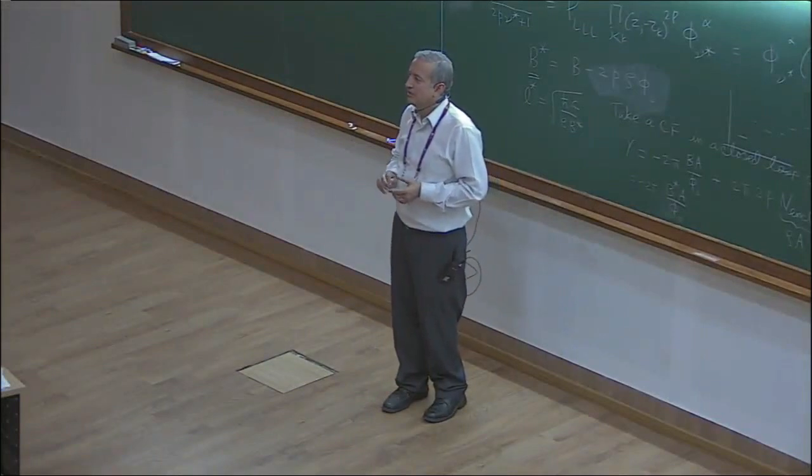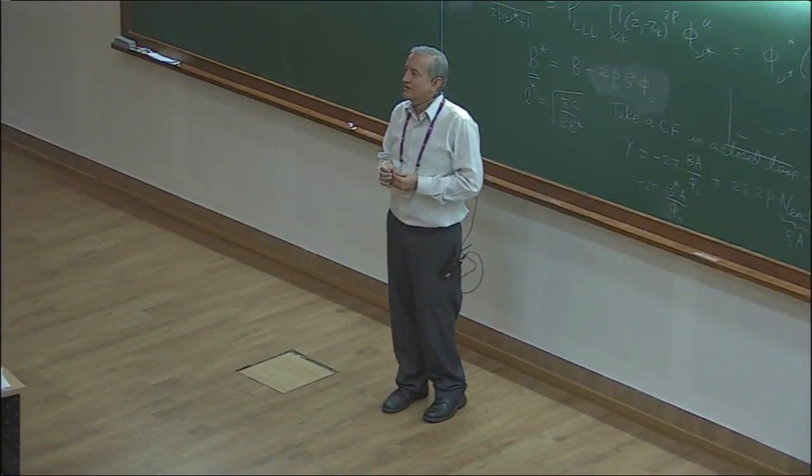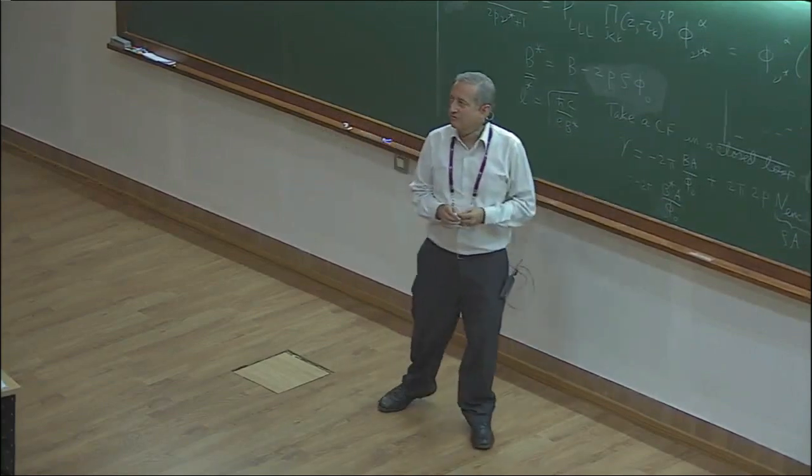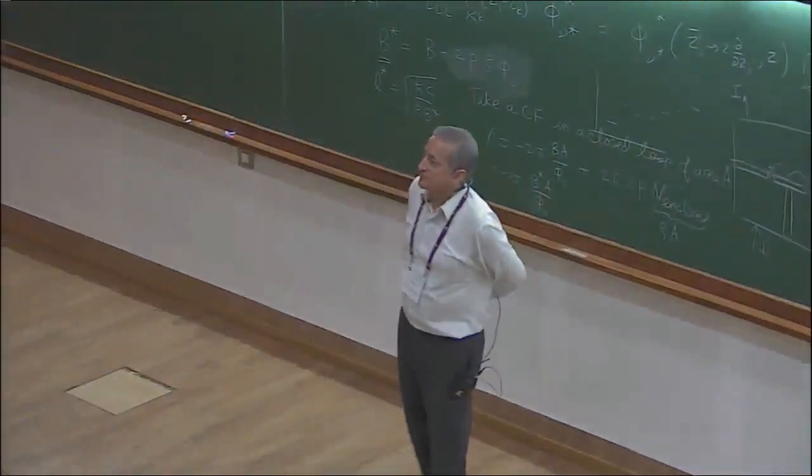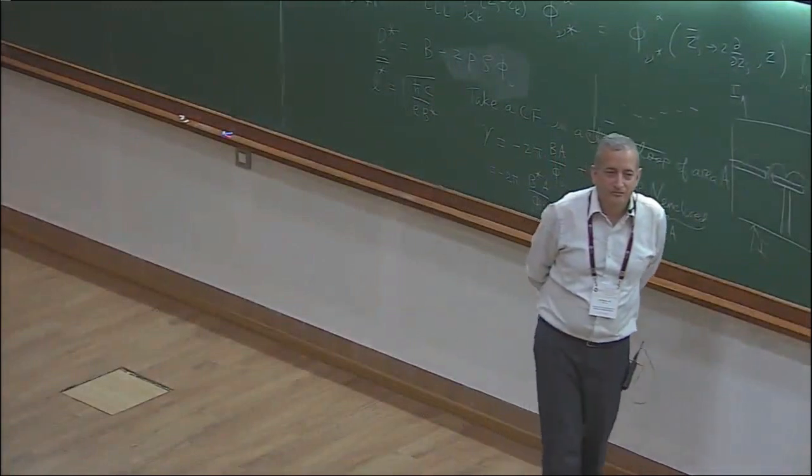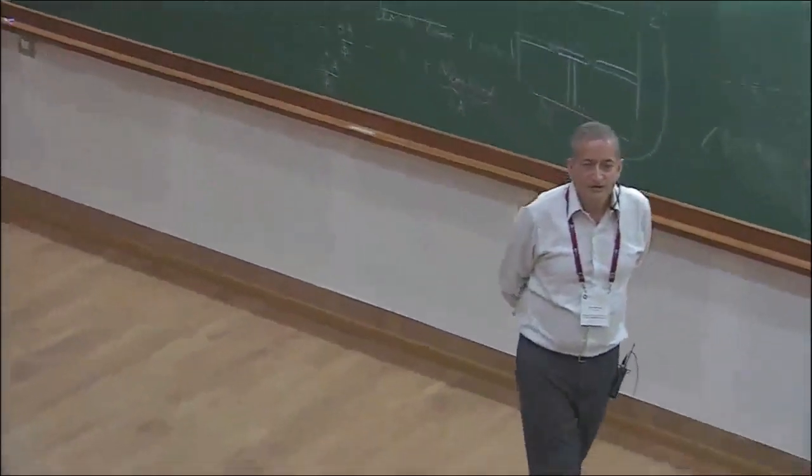Yeah. So log of the overlap divided by n, that's this epsilon. That's a sensible thing to do. So the energy per particle would be extremely close to the energy per particle of the exact wave function.